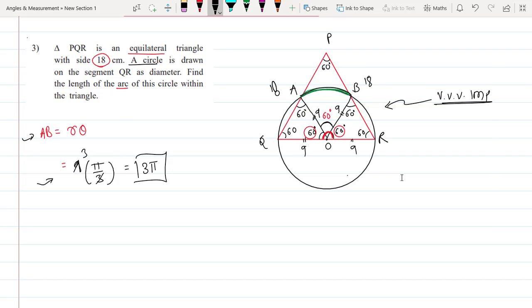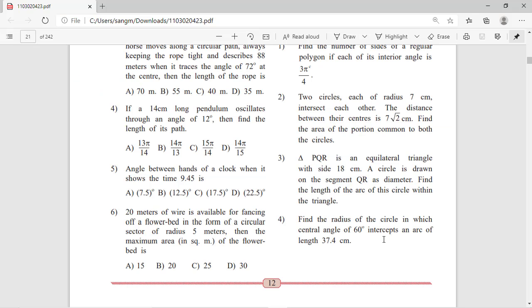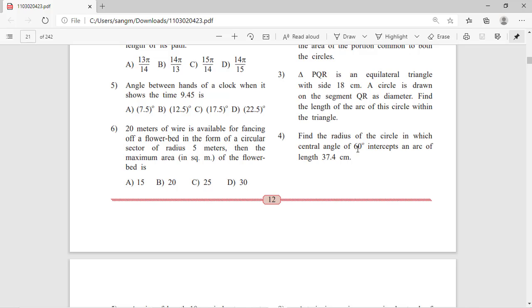Okay, so with this, let's start the next question. Find the radius of the circle in which the central angle of 60 degrees intercepts an arc length of 37.4 cm. You can do this.